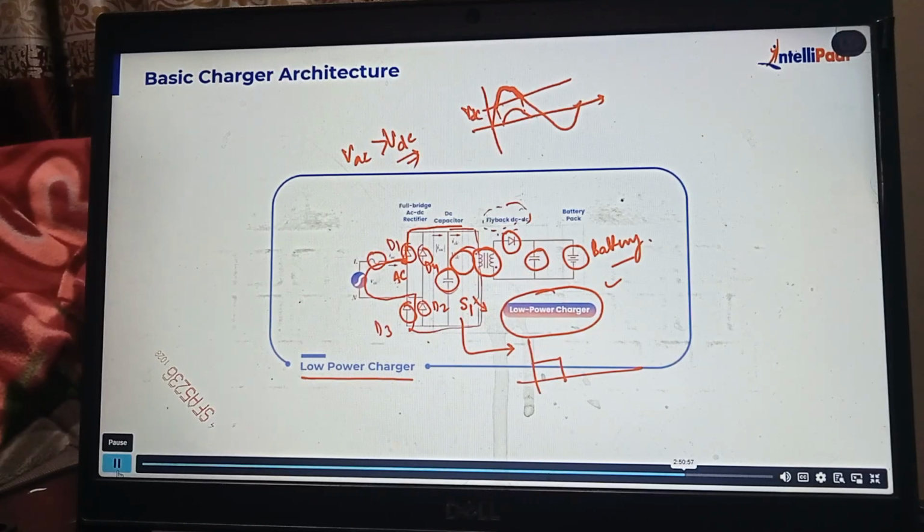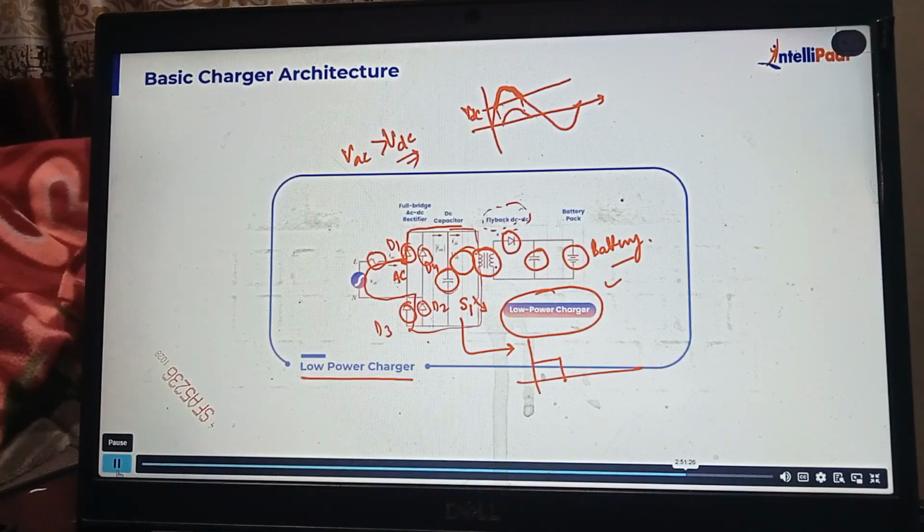How do we charge the inductor? S1. If I switch on S1, what will happen? If I switch on S1, the primary coil of the inductor will be charged? Yes or no? I told you earlier as well.